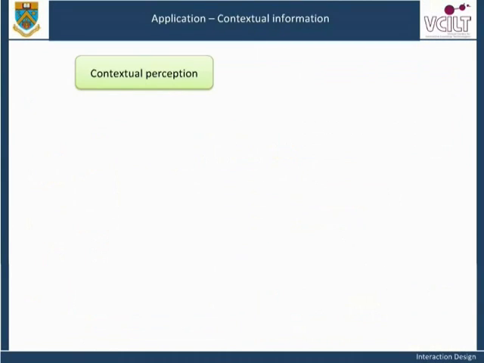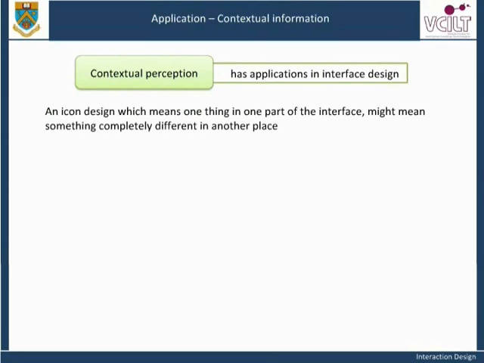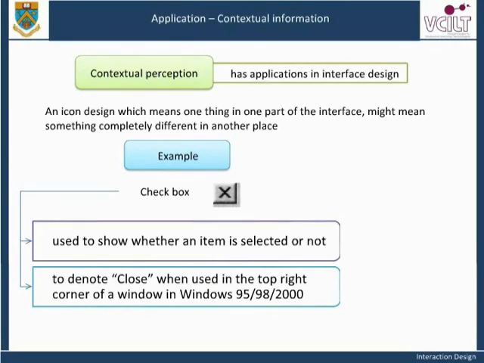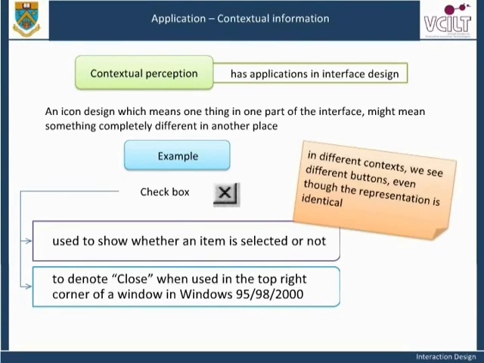Contextual perception obviously has applications in interface design. For instance, an icon design which means one thing in one part of the interface might mean something completely different in another place. A good example of this is the checkbox. Usually this symbol is used to show whether an item is selected or not. But it is also the symbol used to denote close when used in the top right corner of a window in Windows 95/98/2000. Again, in the different contexts, we see different buttons, even though the representation is identical.